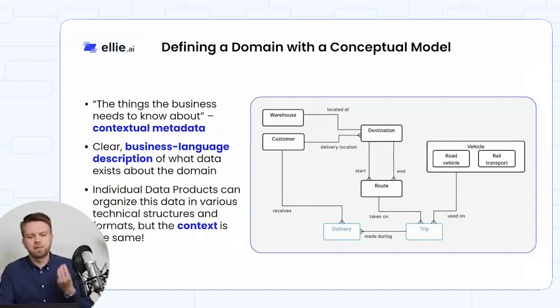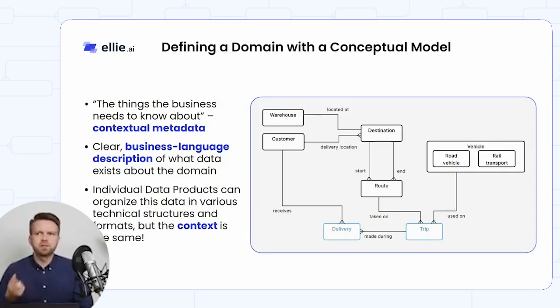On the highest level, we figure out what the core things are in our domain, in our logistics domain that I've been using here as an example, what are the things the business needs to know about? This gives us an understanding of the domain. A conceptual model does that excellently. We have a very clear business language description, no systems, no tables, no files, no difficult technical names, of what data exists about the domain. What do we have data about?